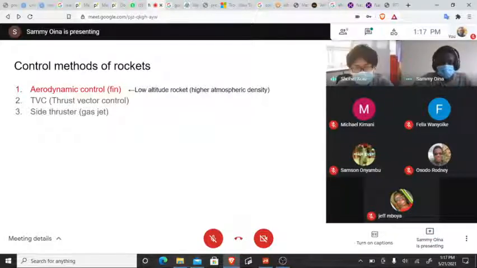So, as Sami has explained, what I have not covered here is, in some slides there were four: fin control, TVC, cold gas jet or side thruster, as well as vane. But the last one is not covered here because it is not commonly used. What I researched last week was aerodynamic control, which is fin control. Especially we are working on the low altitude rocket for now, for M2.